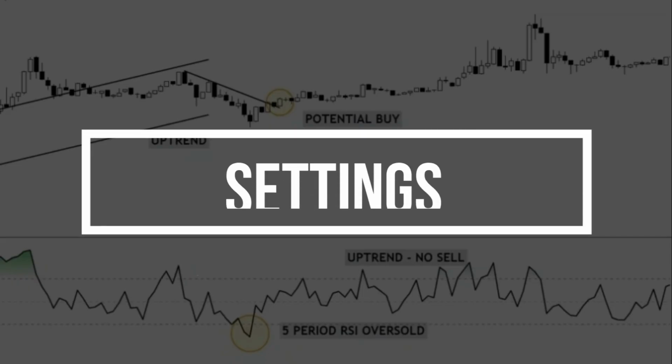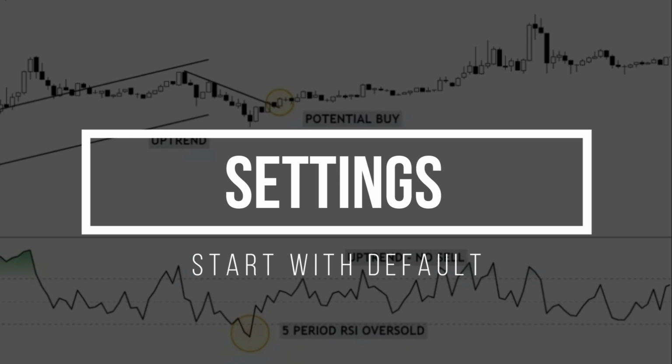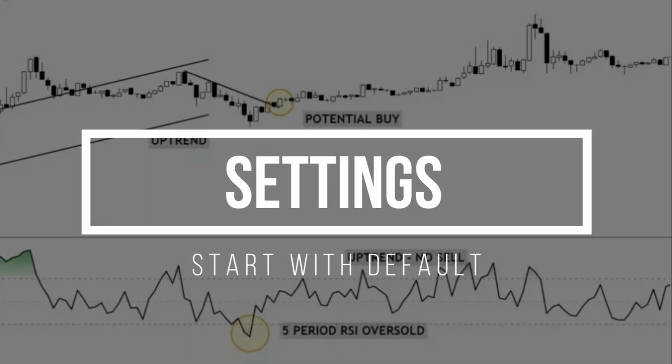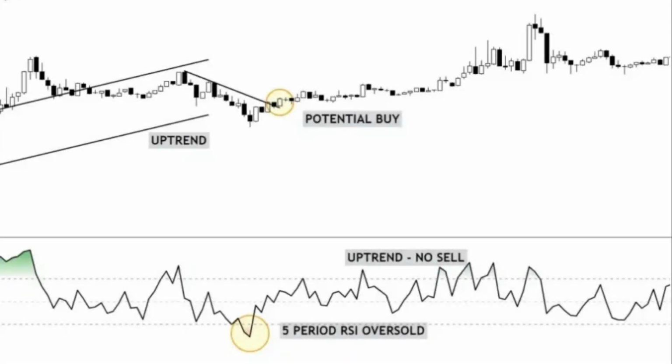Well, a good starting point for any indicator is just a standard setting. And for the RSI, it's 14 days or 14 periods. And this is going to give you a general sense of the sentiment for different coins. But when we're talking about crypto, you probably want to experiment with shorter periods like 9 or even 5. This is going to make it a lot more responsive to the price changes.